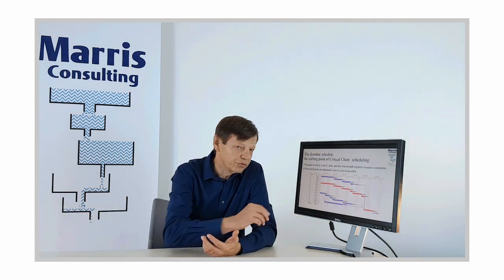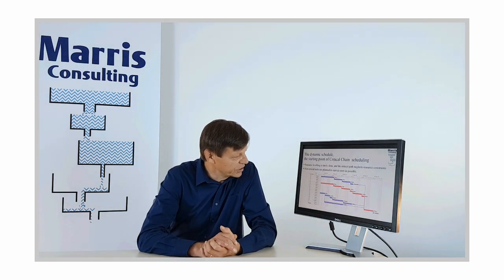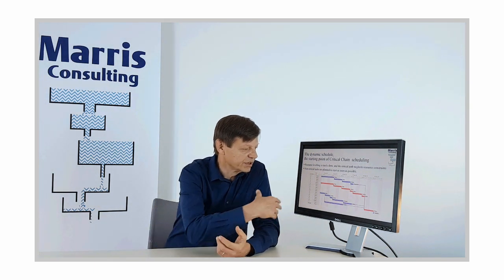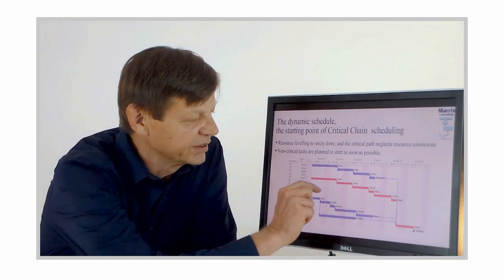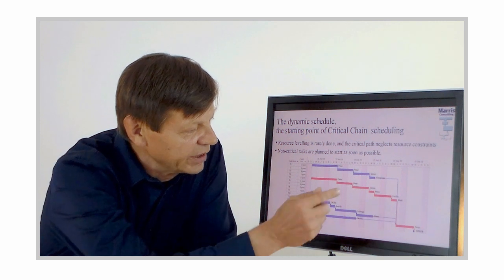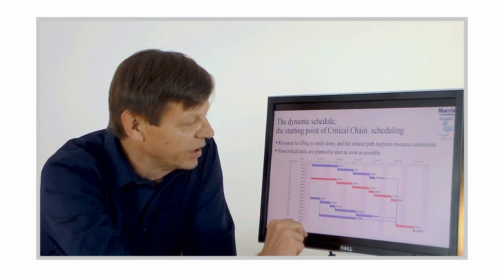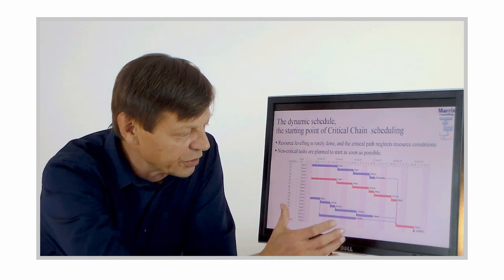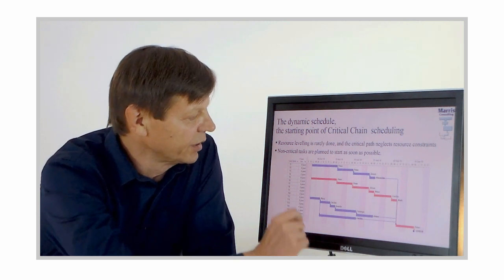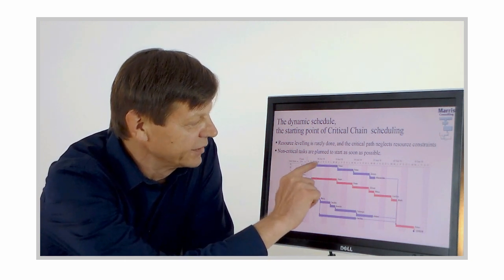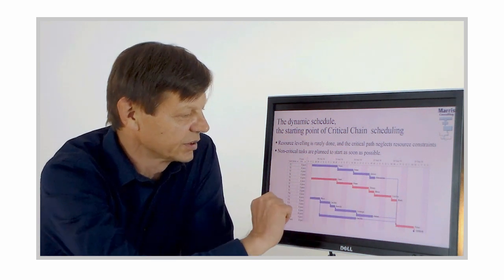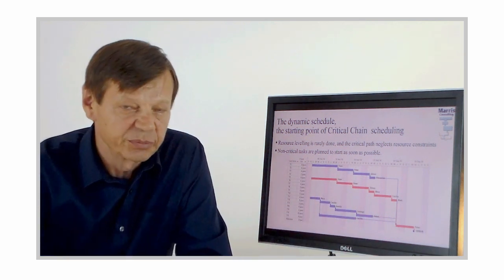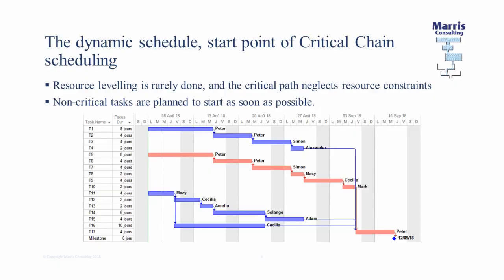So presented in the form of a traditional Gantt chart, we have a project here, a simple project where a certain number of resources, Peter, Cecilia, Amelia, Macy, are going to realize various tasks. So for instance, Peter starts with an 8-day task here and then has a 4-day task, and then Simon does a 4-day task, and all the interdependencies are presented in this traditional way here.